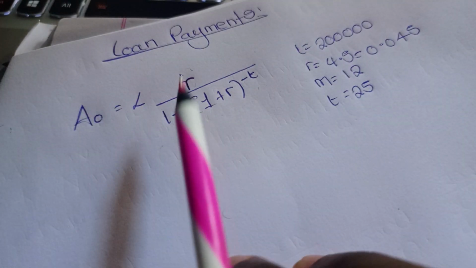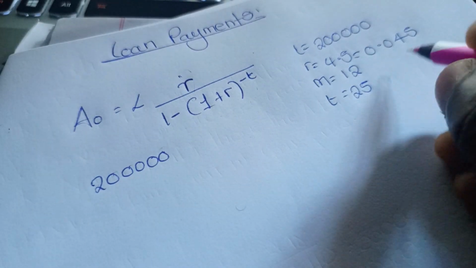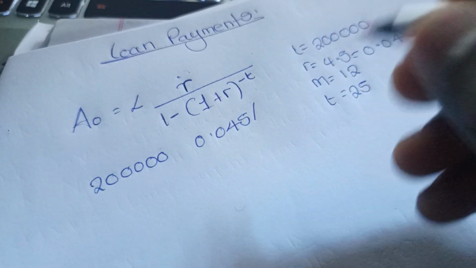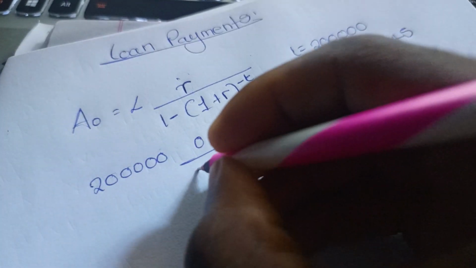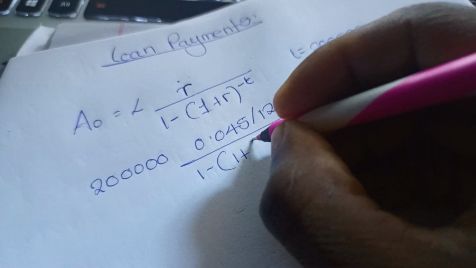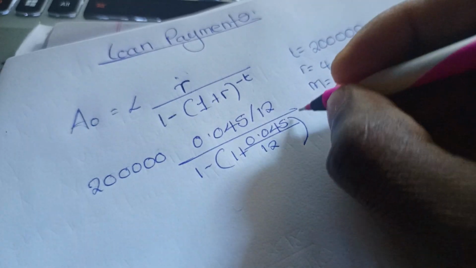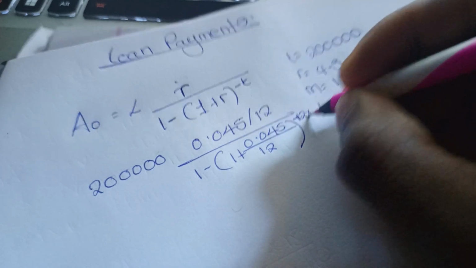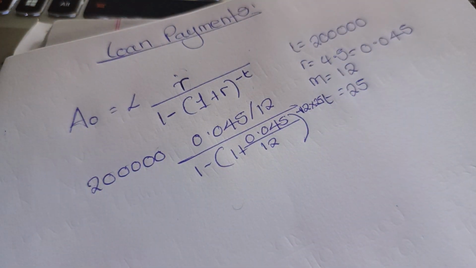So the loan in this case is the 200,000, so we just replace 200,000. The rate of interest is 0.045, where, remember, we said the number of compounding periods is 12. We divide this by 12. 1 minus 1 plus 0.045 divided by 12, and we multiply this by the time. Sorry, I don't have enough space. Kindly, 25 here. Thank you.